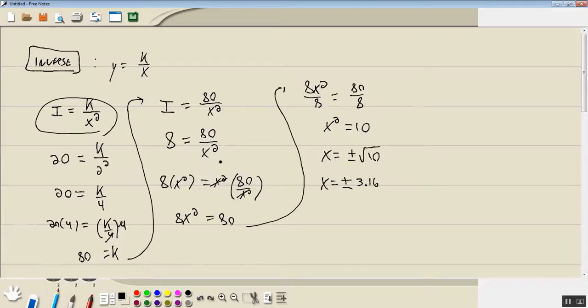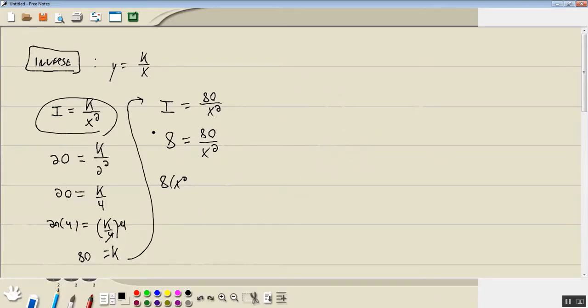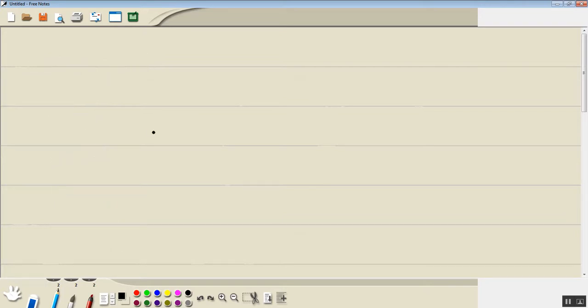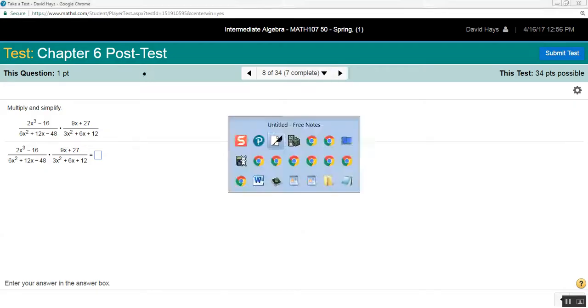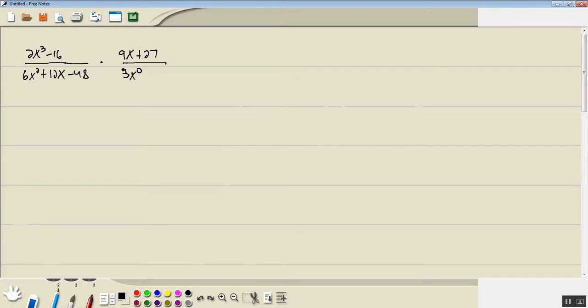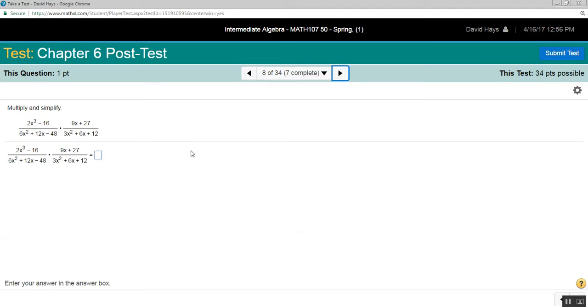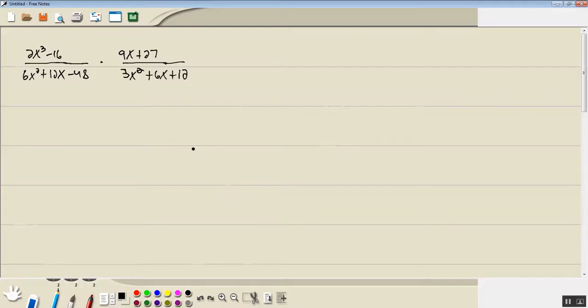And let's take a look at this problem. We have 2x to the third minus 16 over 6x squared plus 12x minus 48, times 9x plus 27 over 3x squared plus 6x plus 12. Okay, and we want to multiply this.